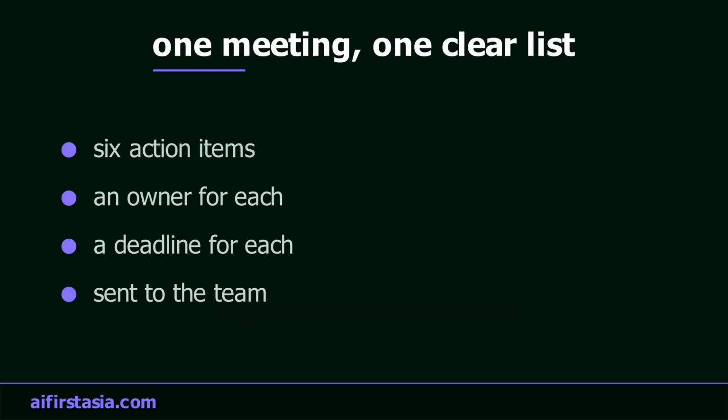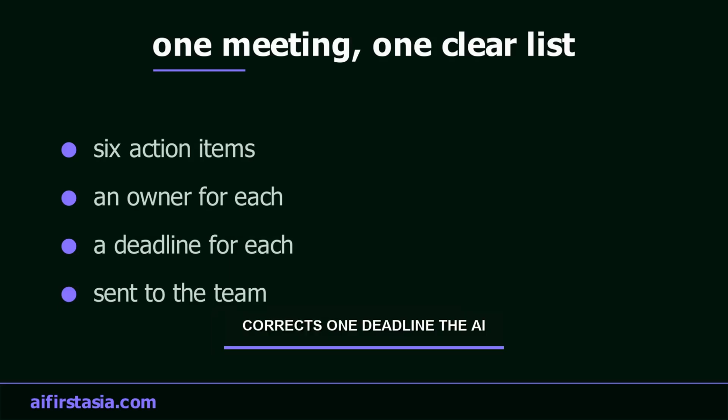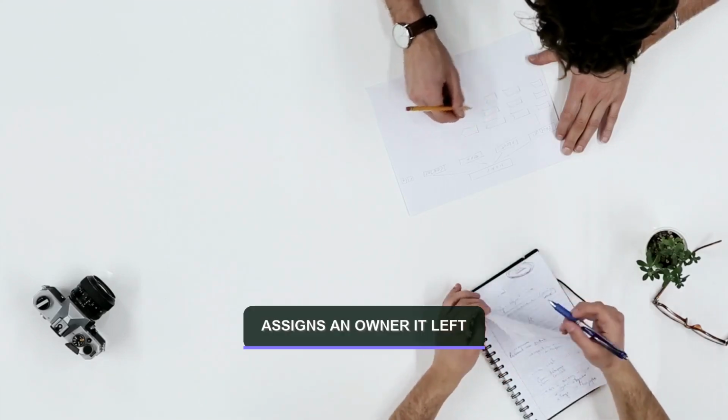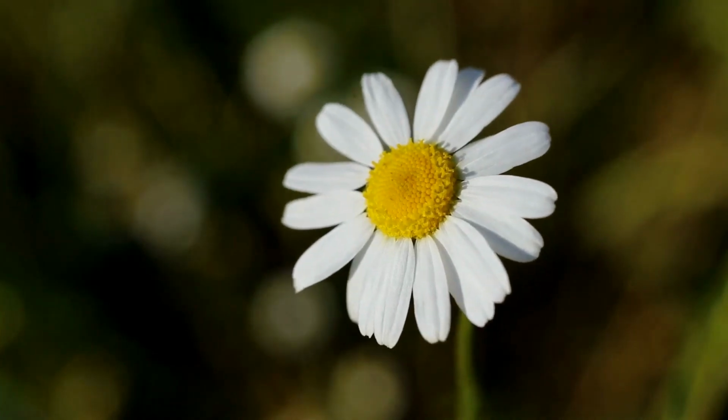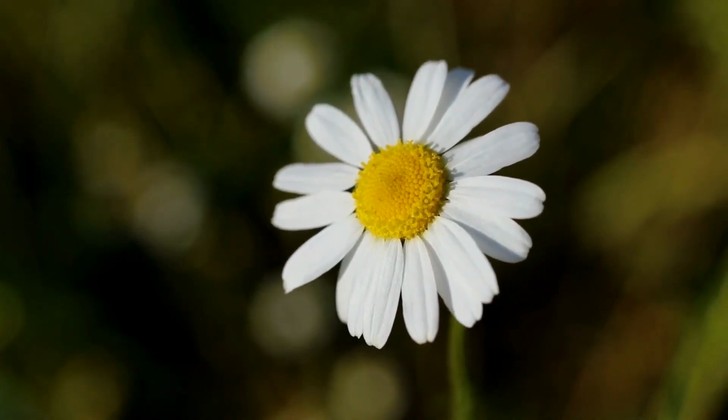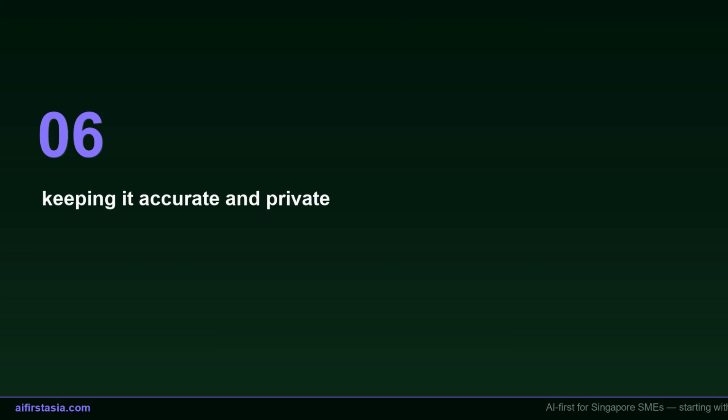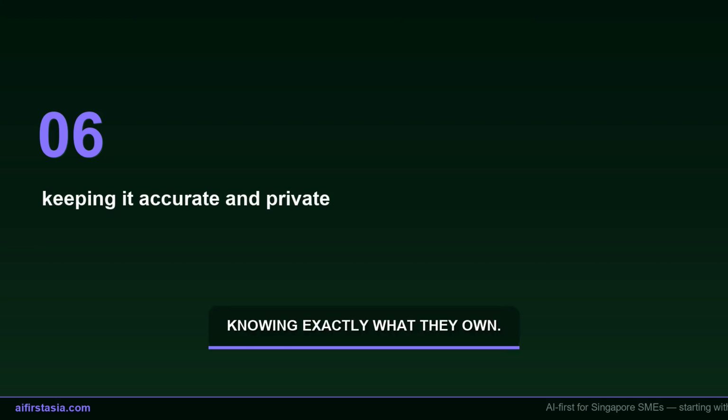including 2 that Daniel had completely forgotten were mentioned. He reads through, corrects one deadline the AI guessed wrong, assigns an owner it left blank, and removes a line that was just chit-chat. Then he sends the list to his team. Total time, about 5 minutes, and every person walks away knowing exactly what they own. That is level 1, keeping it accurate and private.